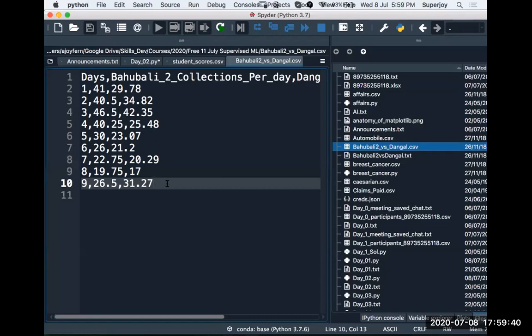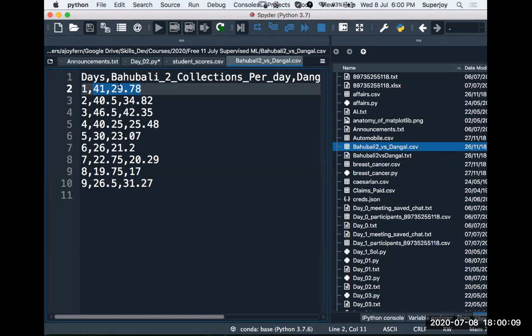This data set has been given to you, and now you have to identify the feature and the label. What you can do, guys, here in this case, your days will work as a feature, and you can take these two columns as label. You can take days as a feature and you can take these two columns as label. Okay, now you have to take two columns actually, or otherwise you can create two separate models.